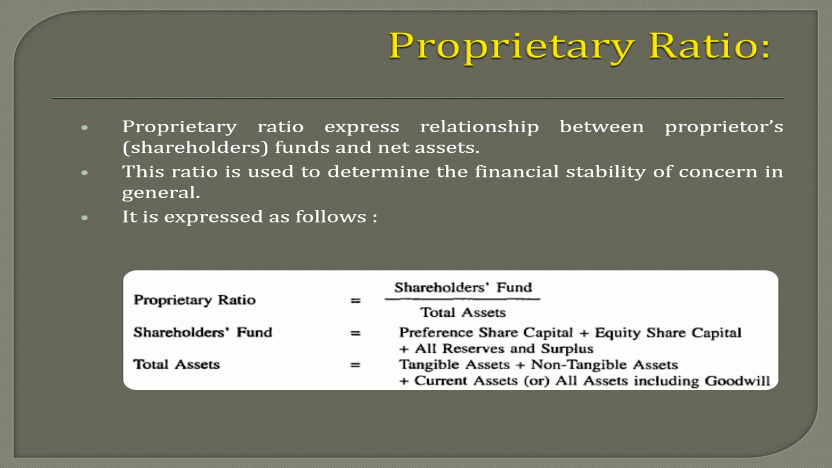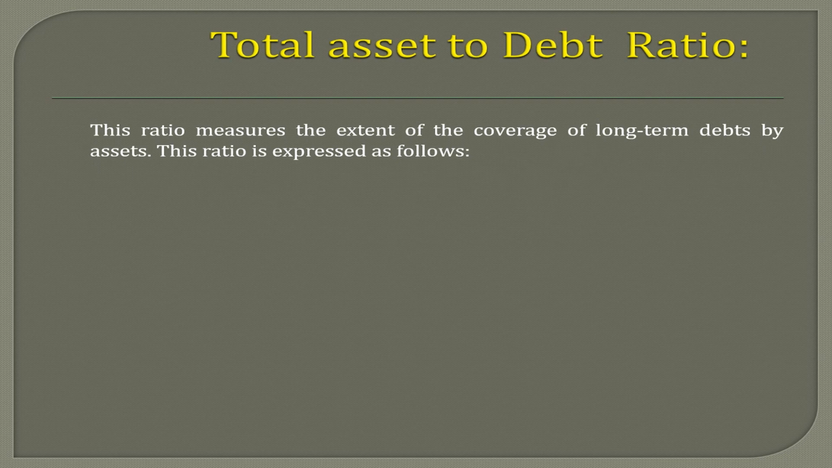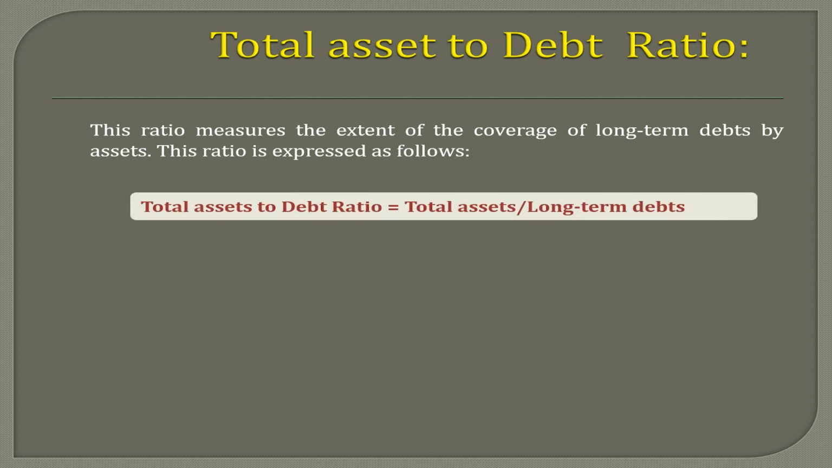And what is total assets? Total assets includes tangible assets plus all non-tangible assets plus current assets or all assets including goodwill. Moving on to the next solvency ratio, which is total asset to debt ratio. This ratio measures the extent of the coverage of long-term debts by assets. This ratio is expressed as follows. Total assets to debt ratio is equal to total assets divided by long-term debts.